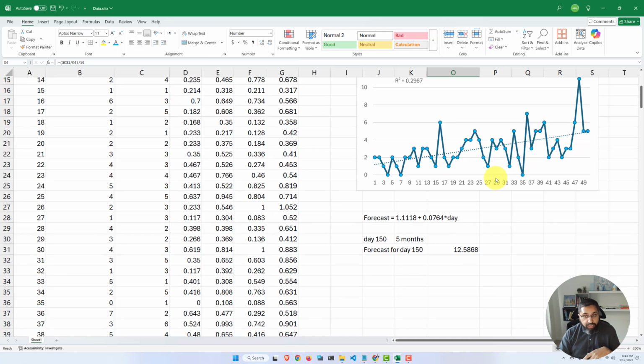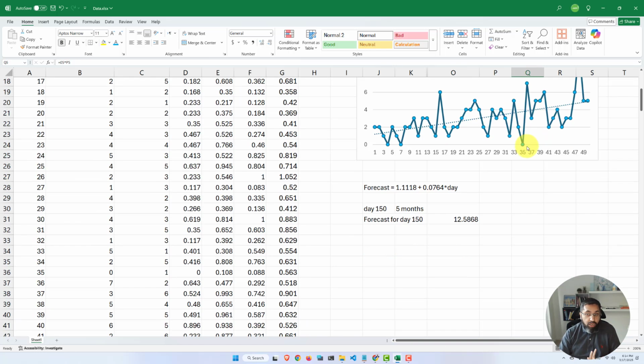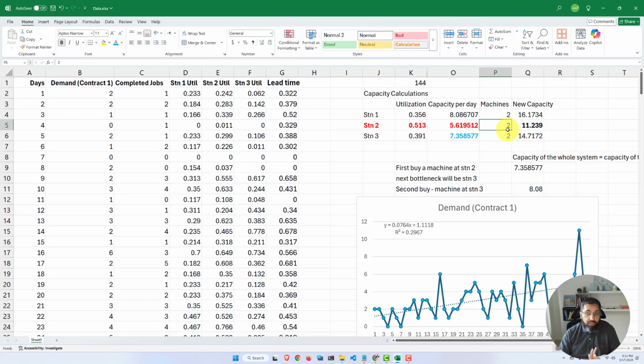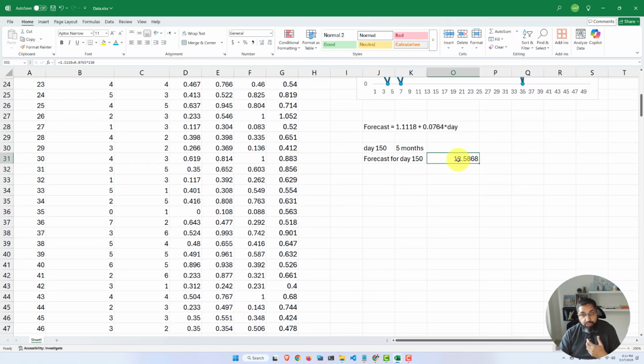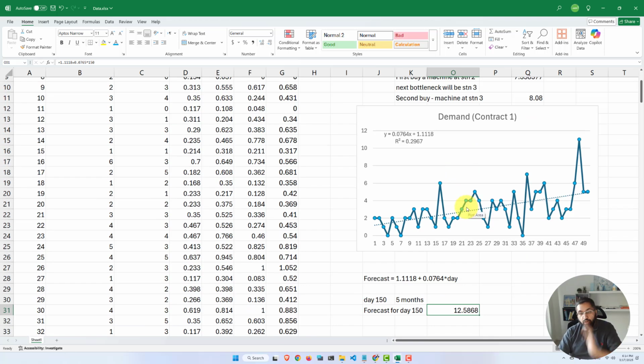And your forecast is telling you, even when you buy a new machine at each of the stations, and now your system capacity is 11.29, you're still going to have to buy a third machine because your demand is going to exceed 11 on average. And the peak demand is obviously going to go way over 11, because if you look at it here, the demand can be twice the average level. When the demand is averaging 5, the peak demand is going above 10.